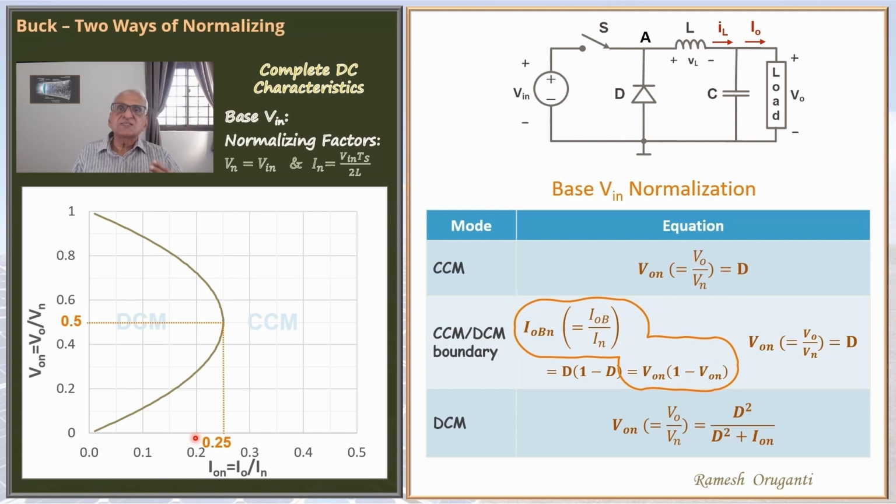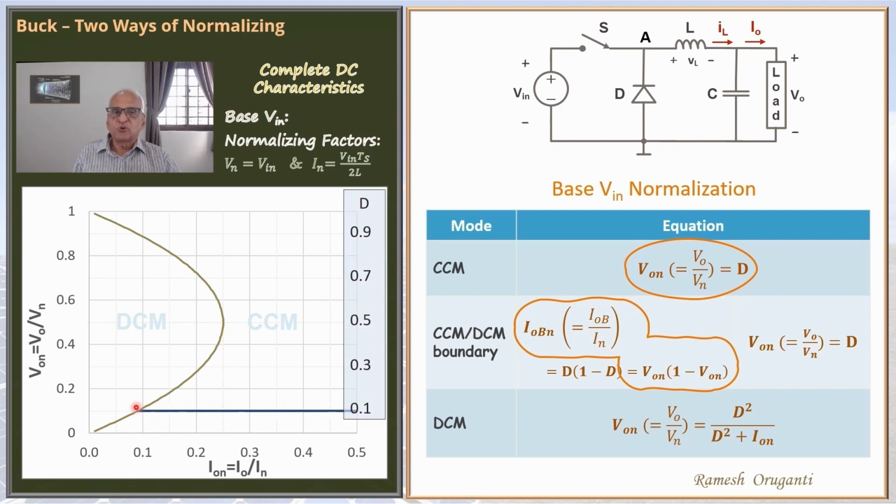Next, we will see the CCM operation. VON equals D. If you take a particular value of D, D is constant. So VON is some constant. The output voltage VON does not depend on current. So VON equal to D will be a horizontal straight line. We can plot this. This blue line corresponds to D equal to 0.1, VON equal to D equal to 0.1. The straight line will not continue inside the boundary curve.